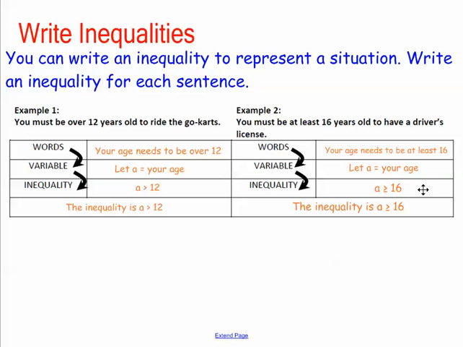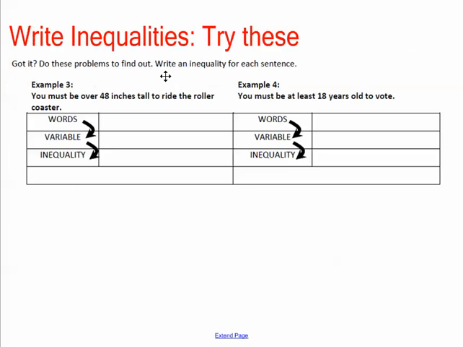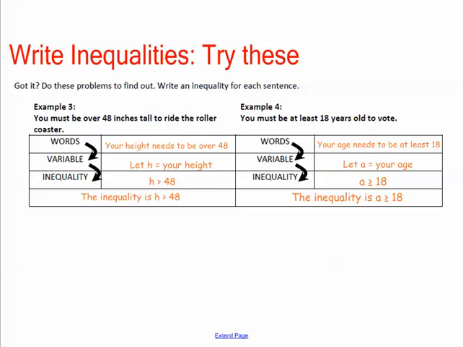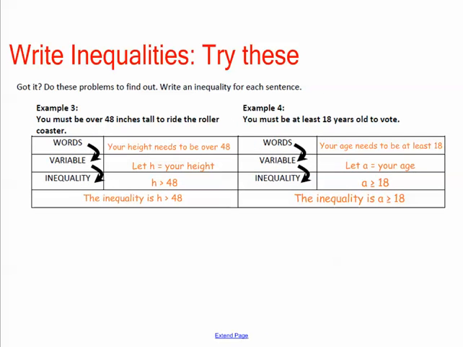Okay? All right, now you've got 2 examples, 3 and 4. I want you to go ahead and do them yourself, just like we did 1 and 2. Pause the video and then come back for the answers. All right, go ahead and check your answers. So you have to be over 48, so H has to be greater than 48. And then you need to be at least 18 years old to vote, so that has to be greater than or equal to 18. Okay?